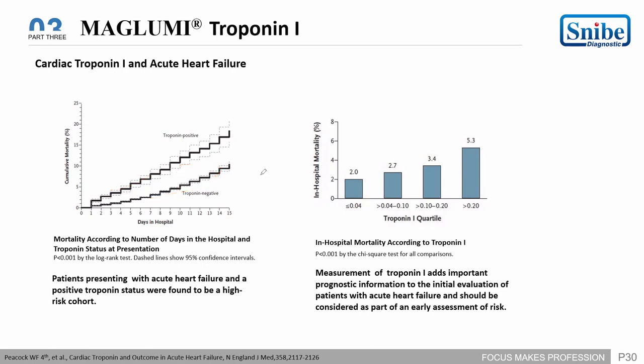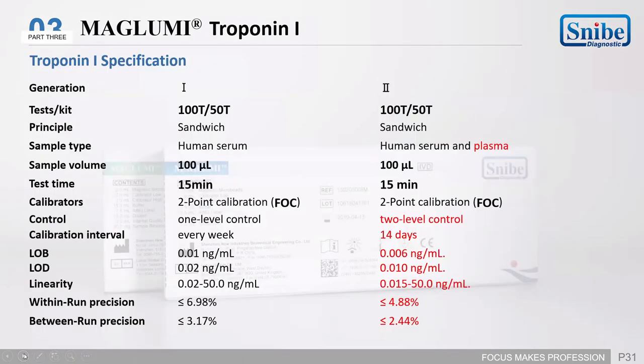If we talk about hospital mortality in terms of percentage according to the troponin I quartiles, you can see that the measurement of troponin I adds important prognostic information for the initial evaluation of patients with acute heart failure, and should be considered as part of the early assessment of risk. So this is about cardiac troponin I and acute heart failure.